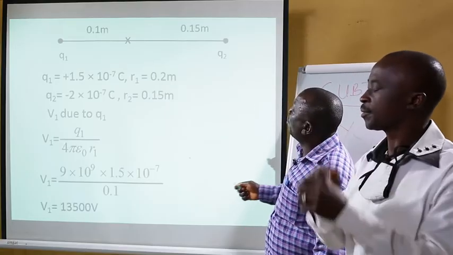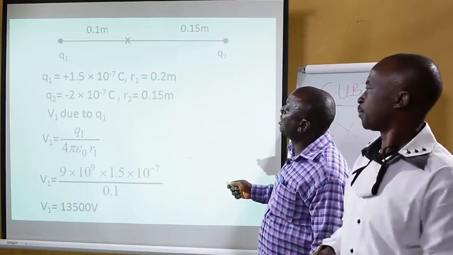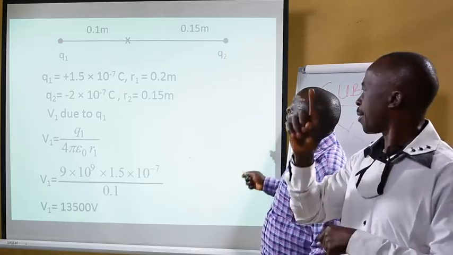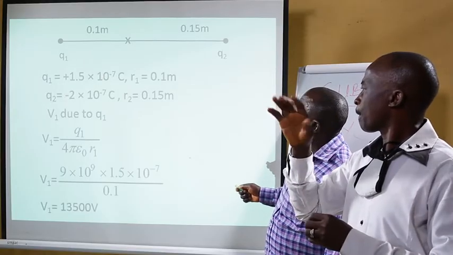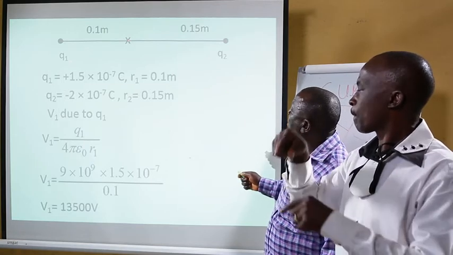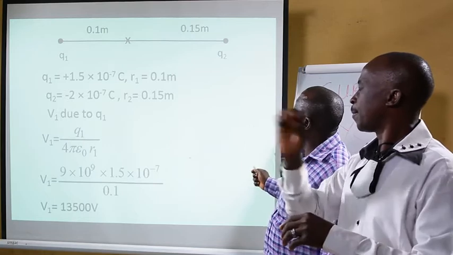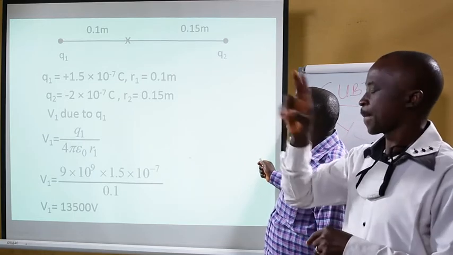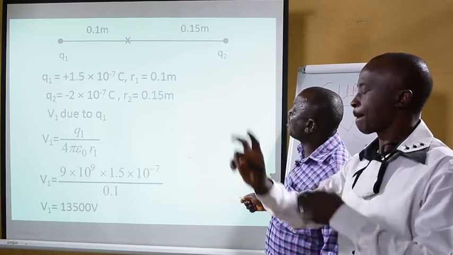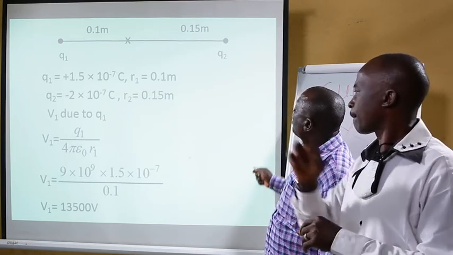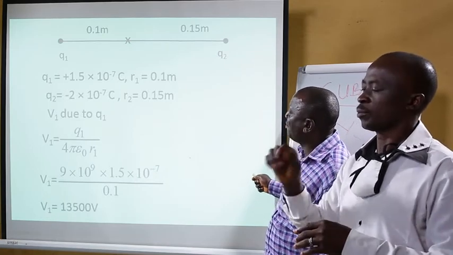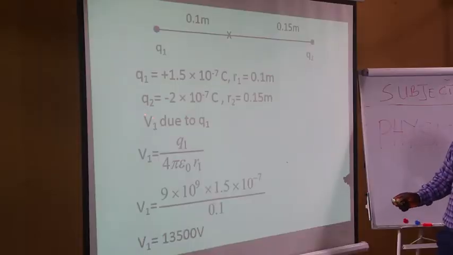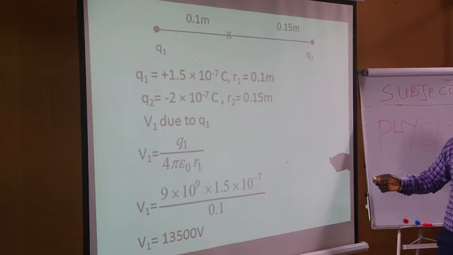Solution: we have our diagram. We have the two charges, Q1 and Q2. We have seen from our diagram that Q1 is plus 1.5 times 10 raised to the power minus 7 coulomb, and the distance of Q1 from our point, which is R1, is 0.1 meter. Then our second charge Q2 is minus 2 times 10 raised to the power minus 7 coulomb, and R2, which is the distance between our charge Q2 and this point, is 0.15 meter.